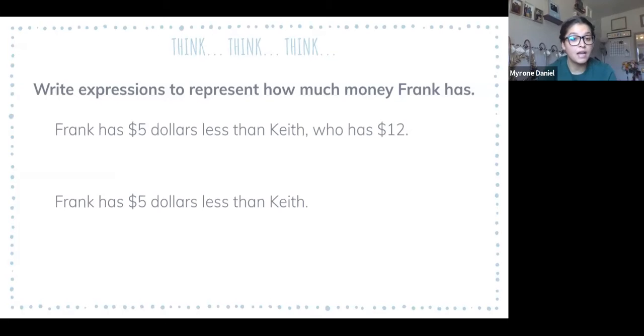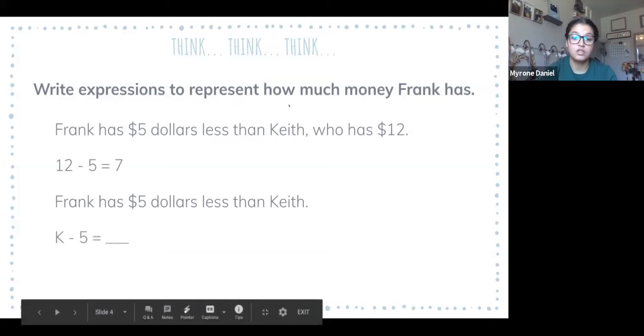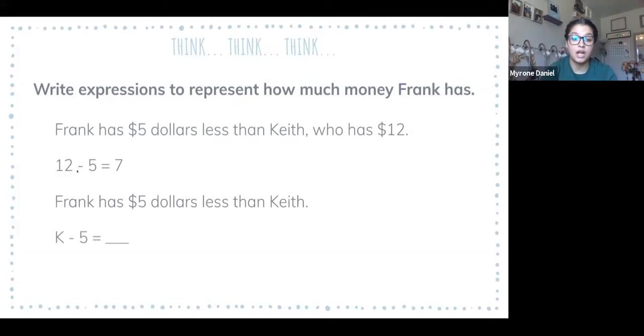Okay, so now that you're back, this is the expression that I've made for the first and the second one. Because Keith had $12 and Frank has less than Keith, that means subtraction. So Keith had $12. We subtracted $5, so we found out that Frank had $7.